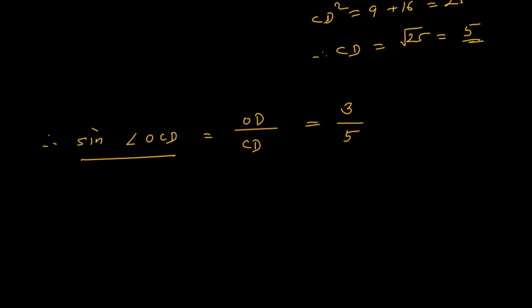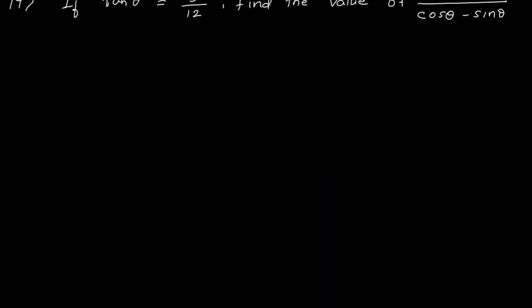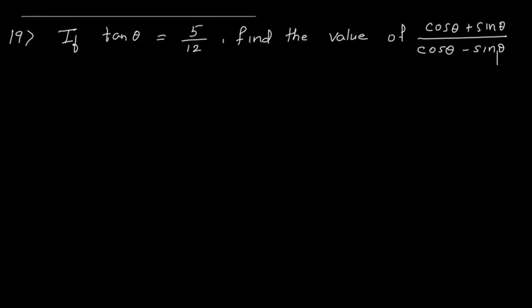Now let us see the next question, the 19th question. The 19th question is, if tan theta is 5 upon 12, find the value of (cos theta plus sin theta) upon (cos theta minus sin theta). Okay, so let us see how we solve this problem. Carefully observe how we are solving.